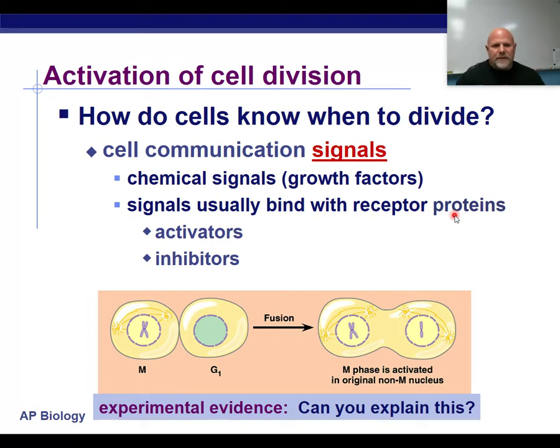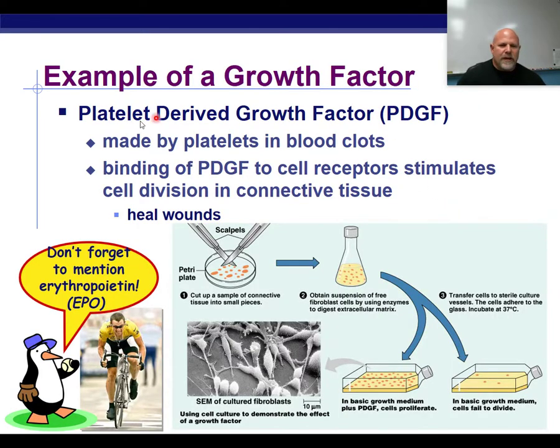What are growth factors? Well, here's an example of a growth factor. This is called platelet-derived growth factor. This happens to be dispersed when we have an injury. And it's made by platelets that form in the blood clots. And it gets released to the surrounding cells around the scab, and it tells those cells to start to divide.